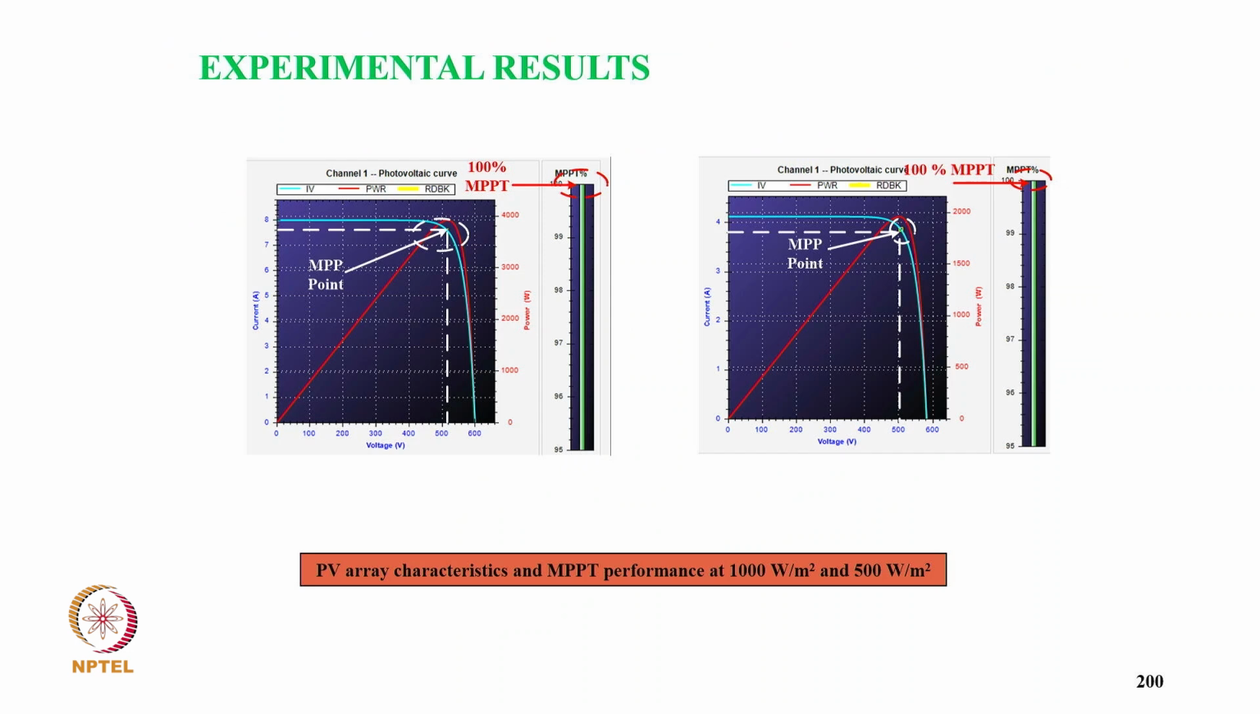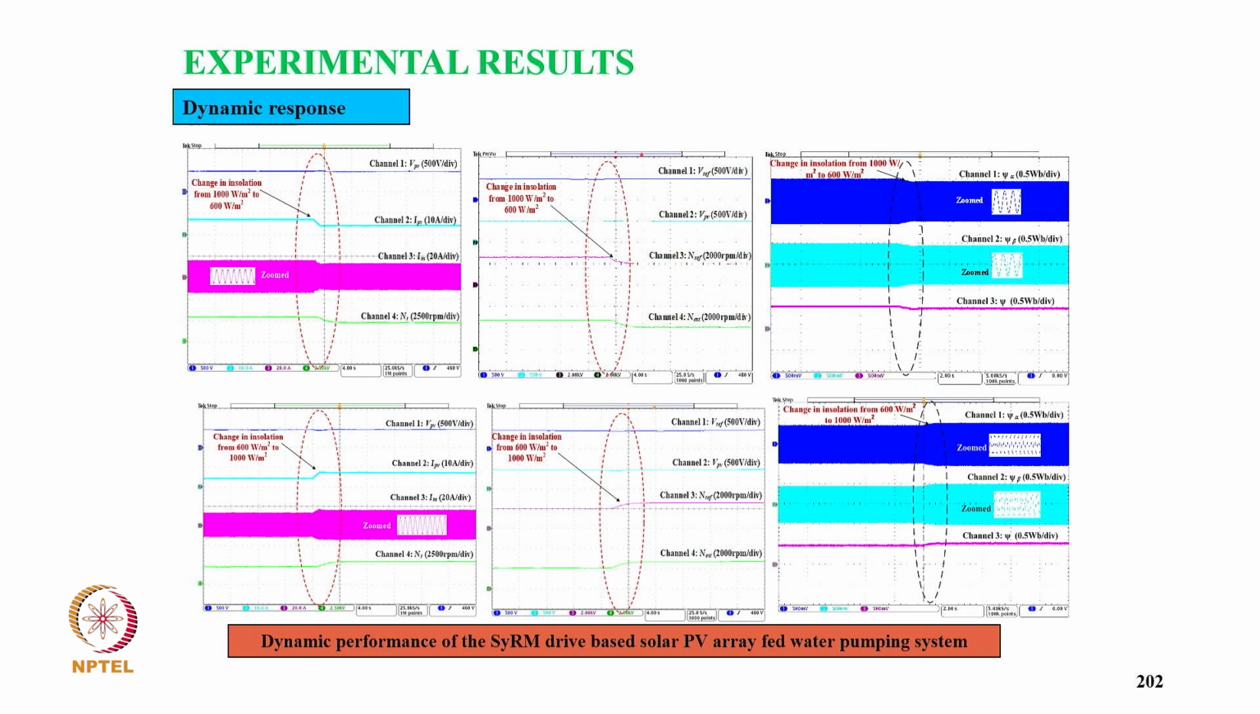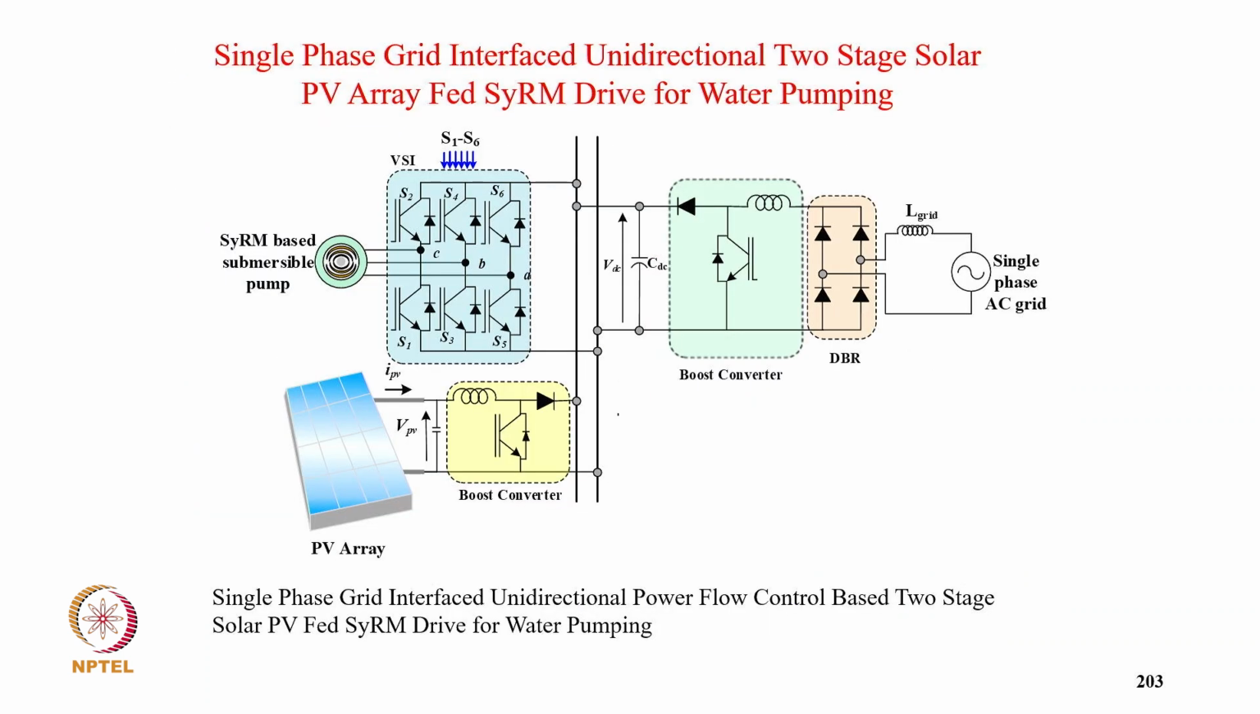And this is the performance, typically the MPPT performance, at 500 watt per square meter. And this is the starting performance. Then switching to MPPT enable at different solar insolation levels is sensorless control. And then this is the performance during change of solar insolation, decrease and increase of solar insolation.